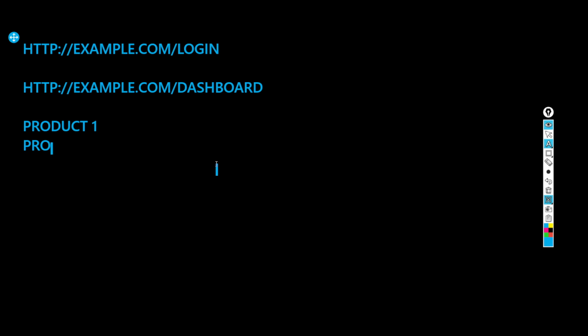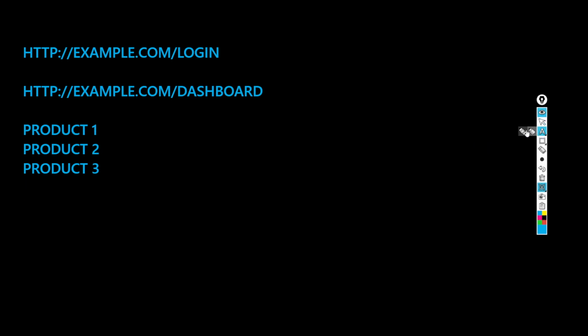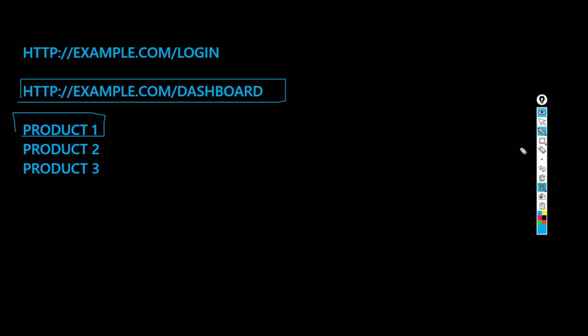product one, product two, product three. You want to buy one product, right? So you select this product, right? We have selected this product. So this product directly goes with your URL, right?